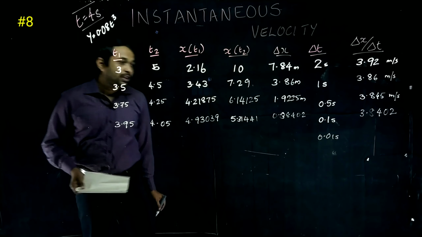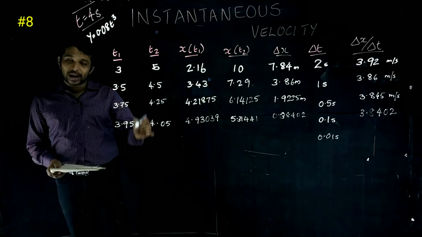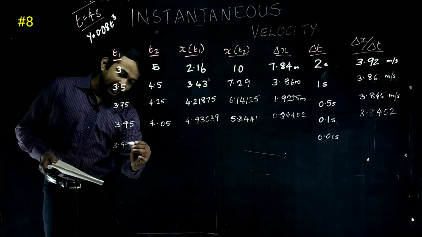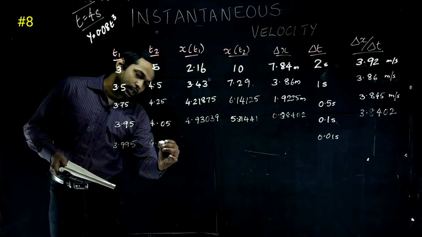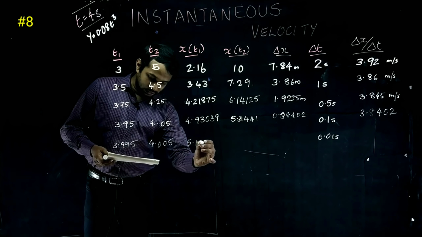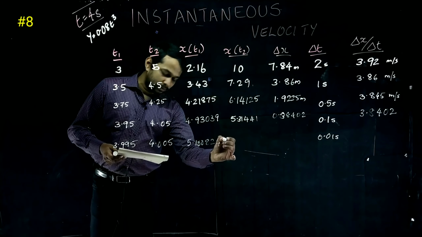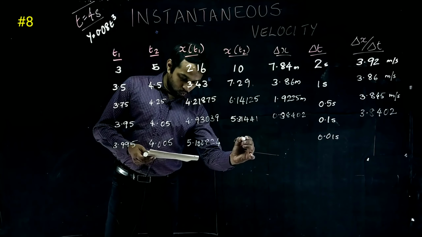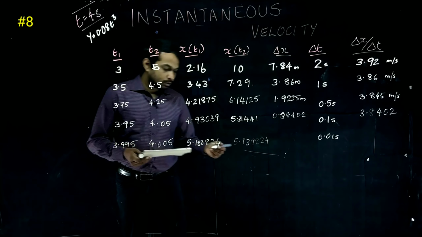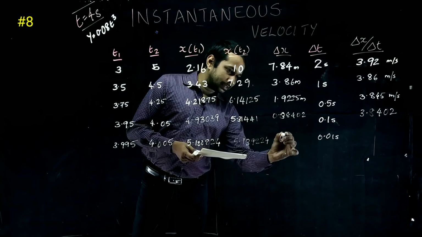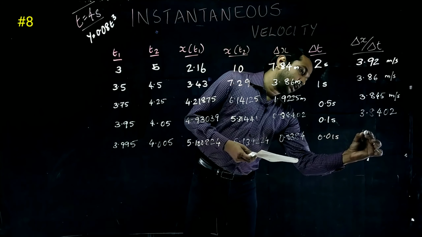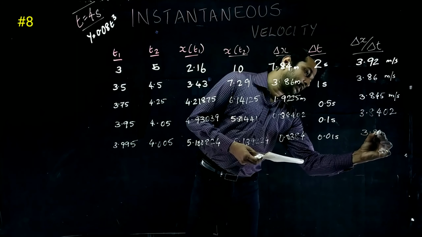0.01 second, which means 0.005 seconds to the left and right, which will give you 3.995 and 4.005. Substitute, it will give you 5.100824 and 5.139224. The distance is 0.0384 and velocity is 3.84.